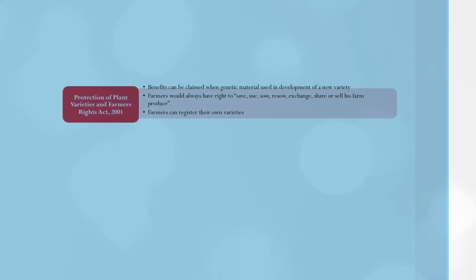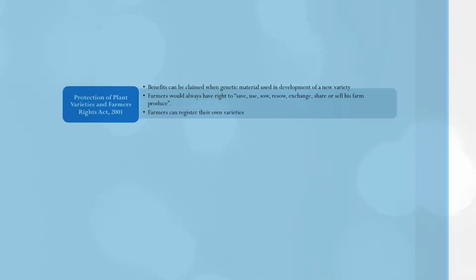Another way to protect certain aspects of traditional knowledge relating to plant varieties is through the Protection of Plant Varieties and Farmers' Rights Act 2001. Under this legislation, benefits can be claimed by those indigenous tribes and communities whose genetic material is used in the development of a new variety. So whoever produces a new variety based on earlier varieties, wherein certain traditional knowledge or certain other aspects of biodiversity is involved, then the earlier originator would be required to be compensated. So it is a kind of benefit sharing requirement that is under the Plant Varieties Act.